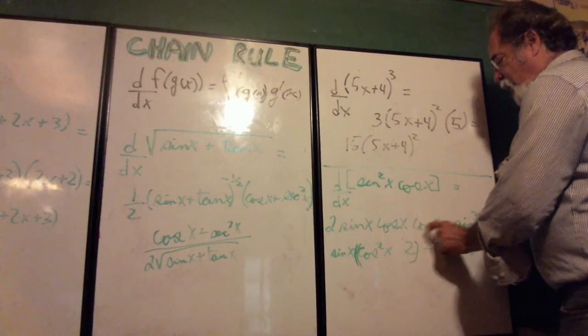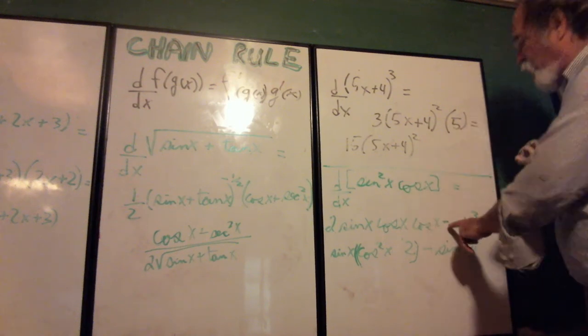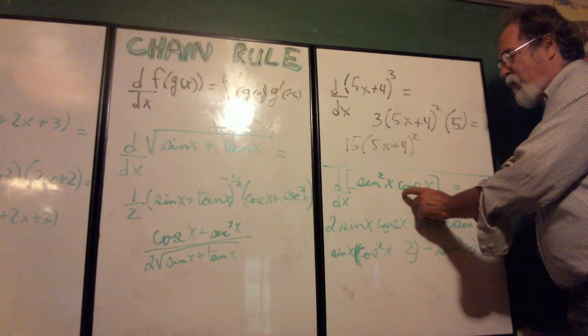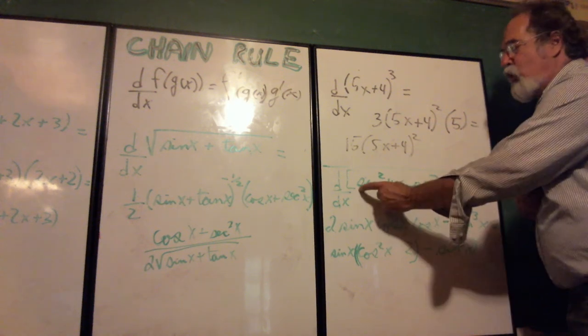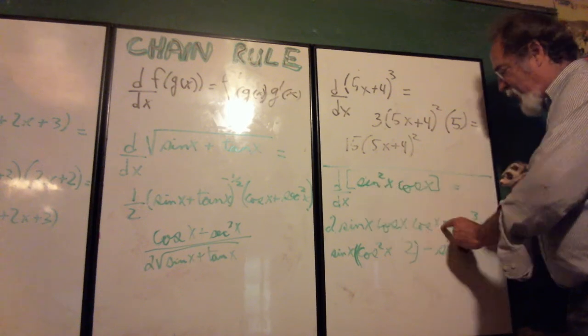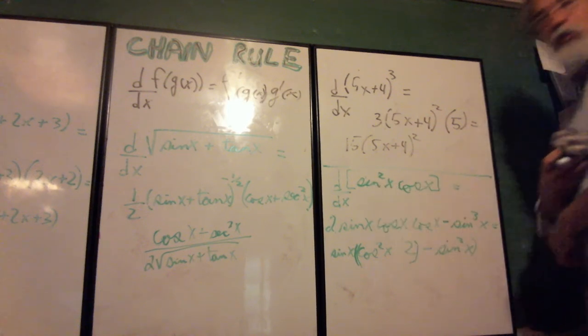And then this next one, I did a pro move. I saw I would be taking the derivative of cosine, which is negative sine x. Oh, and it's negative sine x times 2 more. Sine squared times negative sine x is negative sine to the third. I saved myself some writing.